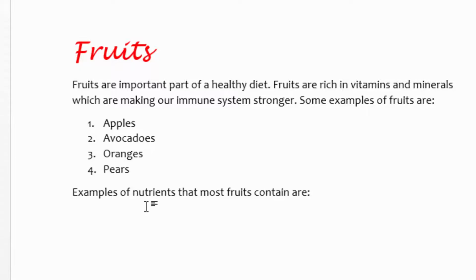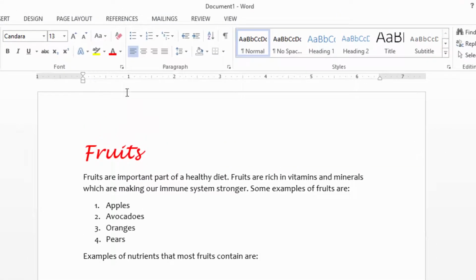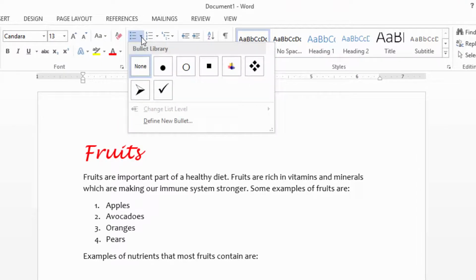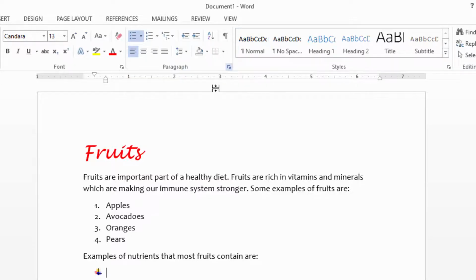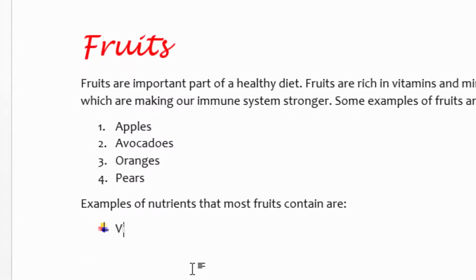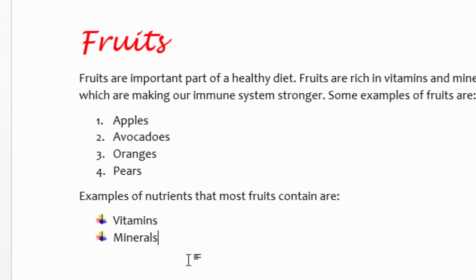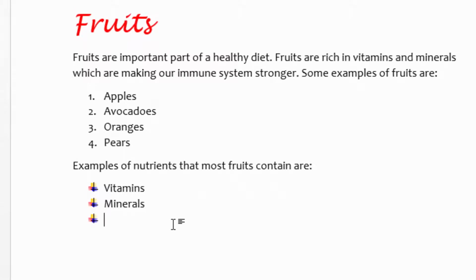And in the next paragraph, I'm going to insert now a bulleted list. It is here. Just click bullet. There are different shapes here. Let me just choose this one. You can choose any. So I will type here: vitamins. I will press enter. Minerals. Enter.